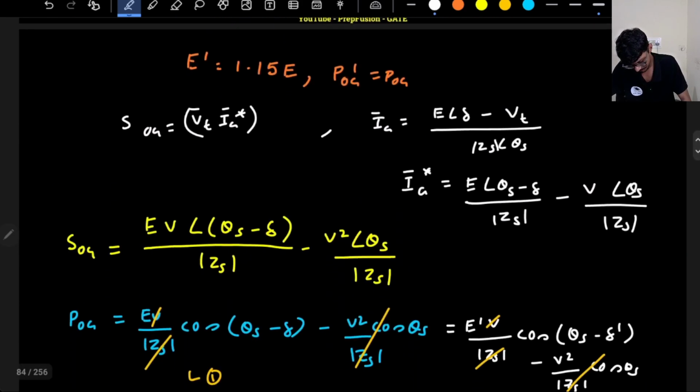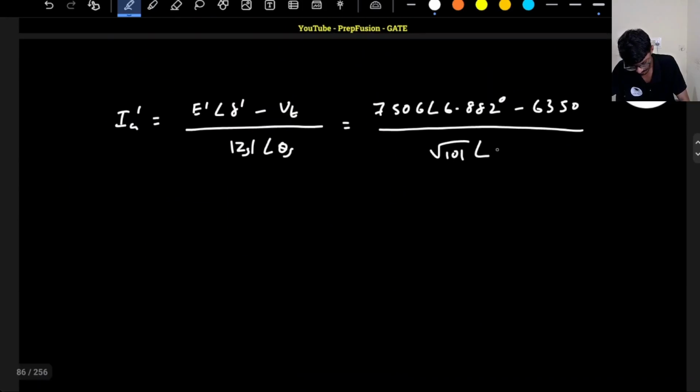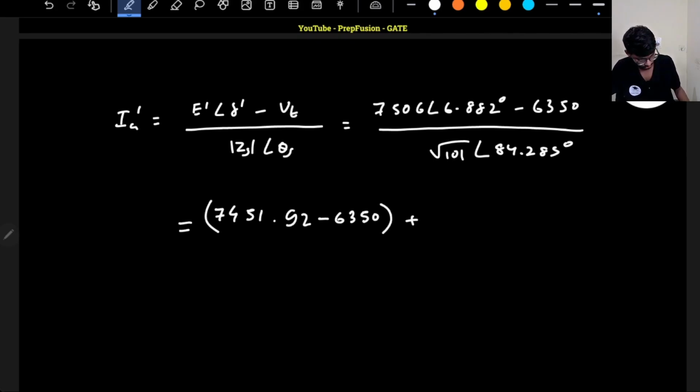Angle is 84.289. Okay, so this will be cos into 7506, so 7451.92 minus 6350, plus this, 7506 into 6.882 into sine, this will be J 899.4.